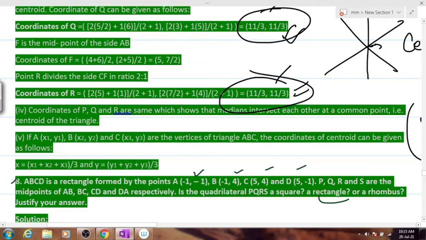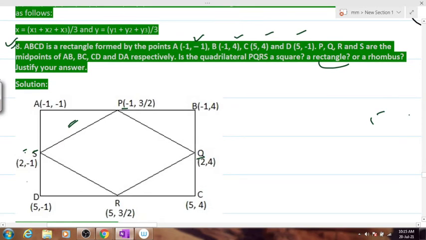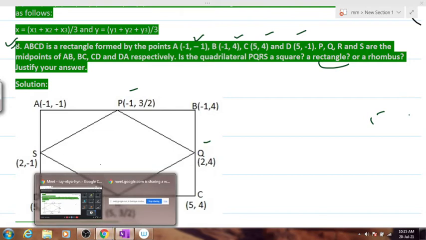Question number 8. ABCD is a rectangle. PQRS are the midpoints of AB, BC, CD, and AD. Clear? Make sure you mark the midpoints properly. Since they are the midpoints, our first job will be to find the midpoints. I don't think finding midpoints will be a big issue for anyone. Is it?